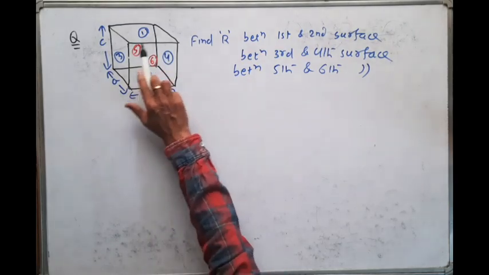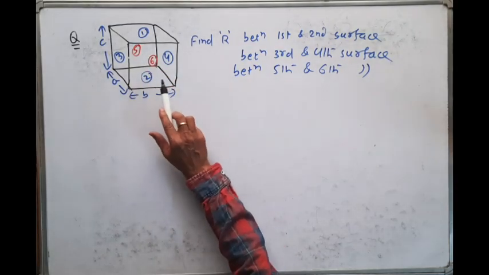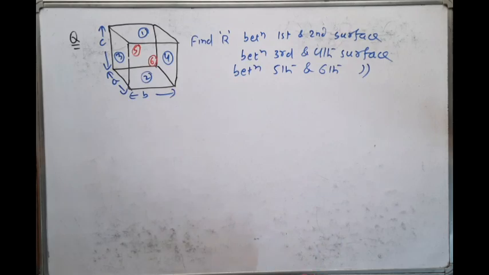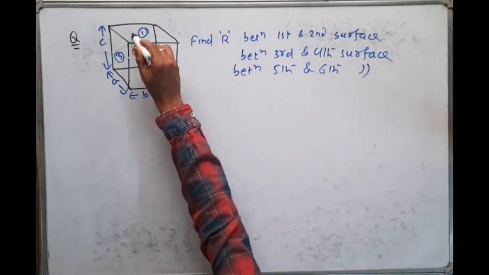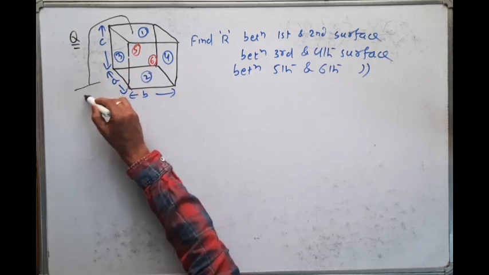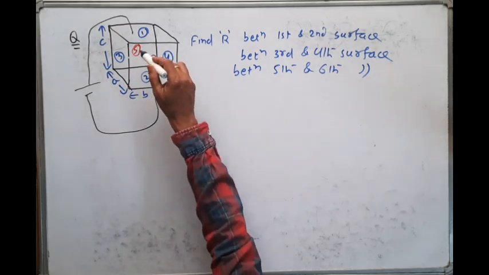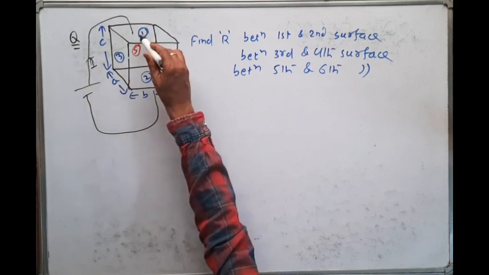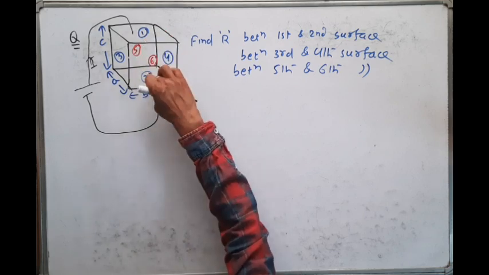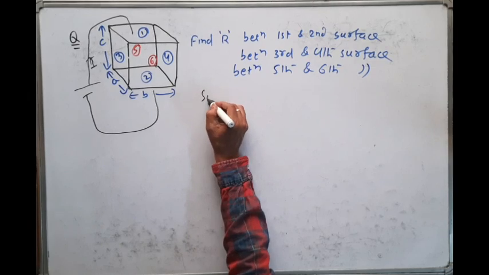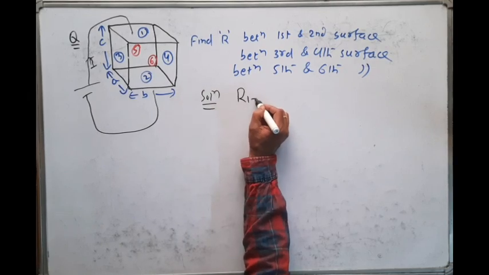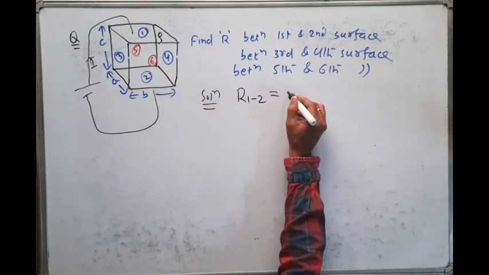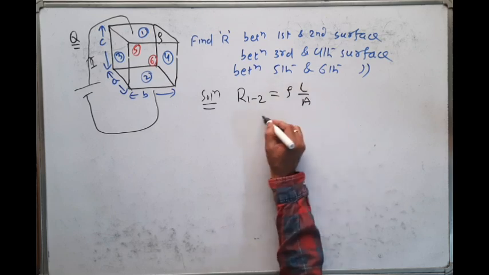So this is a question. Suppose this is a conducting body. Here we have to find the resistance between the first and second surface. Suppose you connect a battery source here between 1 and 2. When current passes, it will see the resistance across the first surface and second surface. So what is the resistance between the first and second surface? Suppose the specific resistance of this material is given as rho. So R is equal to rho L by A.